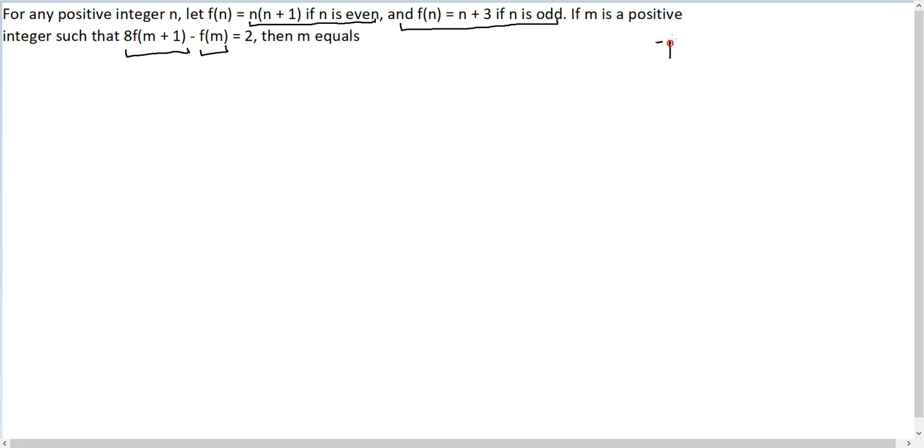The important thing to note here is that this is a data question. So effectively you have to check out two cases: one case where m is even and the other case where m is odd. In whichever of these cases you end up getting m as a positive integer, that has to be the answer. I'll start off by checking m as odd.